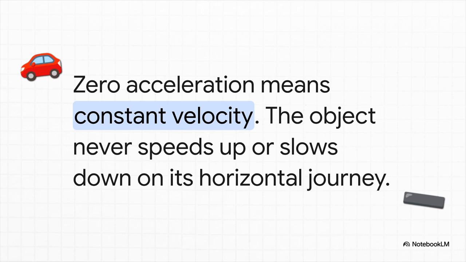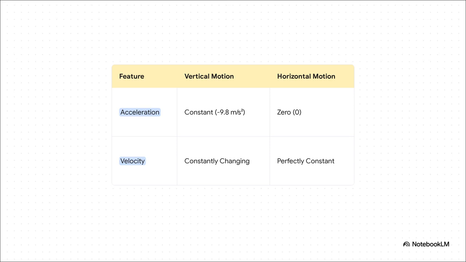Zero acceleration means constant velocity. If there's no acceleration, the speed doesn't change. It means our object's forward speed just stays perfectly steady the entire time, from launch to landing. It's just cruising. So let's put it all together. This table really lays it out perfectly, doesn't it? For the vertical motion, you've got this constant acceleration from gravity, which means the velocity is always changing. But for the horizontal motion, zero acceleration, which means a perfectly constant velocity. It's these two totally different physics stories happening to the same object at the same time. That's the secret to the arc.